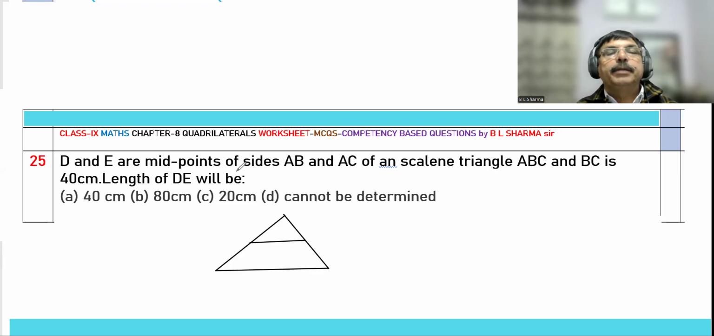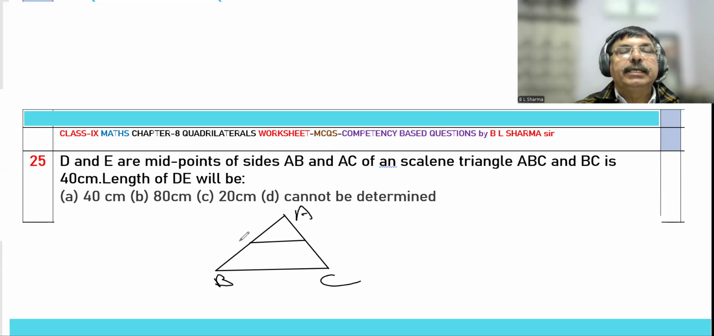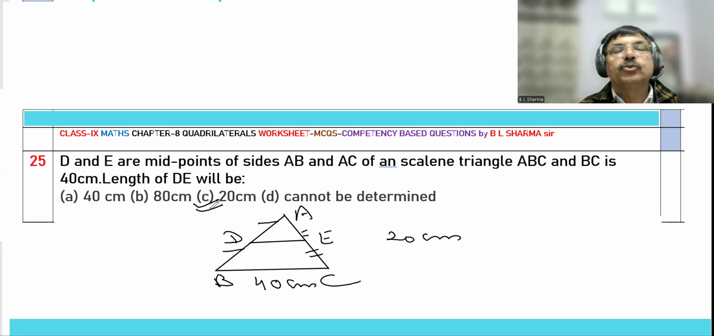D and E are midpoints of sides AB and AC of an equilateral triangle ABC, and BC is 40 centimeters. The length of DE will be, say this is A, B, and C, midpoints are D and E. BC is 40 centimeters. So by the midpoint theorem, DE will be half of BC, that is 20 centimeters. So C is the correct option.